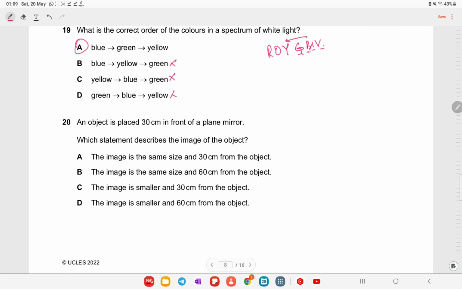An object is placed 30 centimeters in front of a plane mirror. Which statement describes the image of the object? The image is the same size and 60 centimeters apart from the object. If a person is standing in front of a mirror and the distance between him and the mirror is 30 centimeters, the image will be formed behind, so it's going to be 60 centimeters. So option B is going to be the right answer.